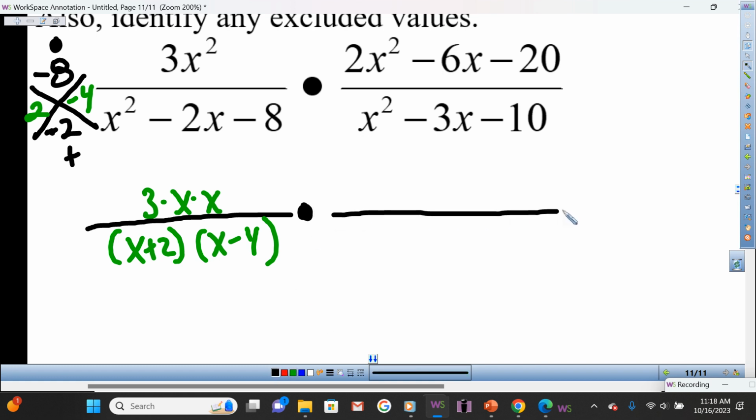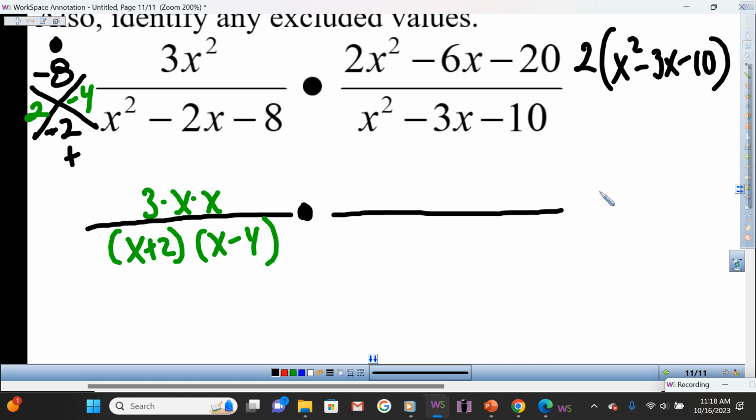Now we need to factor the next one. Here we go. Look at the numerator. Standard form, yes. Is there a GCF? Yeah, what would be our GCF, guys? 2, and that leaves us with x squared minus 3x minus 10. So I'm going to bring the 2 down here since that's our GCF. So find me the factors of x squared minus 3x minus 10.